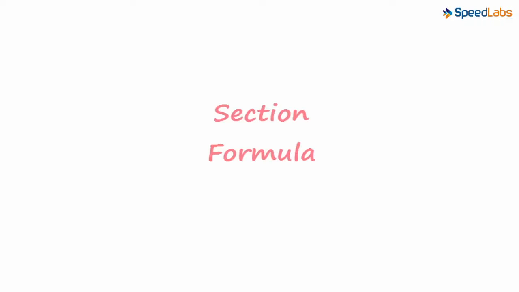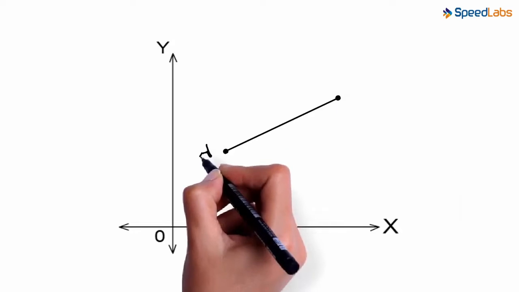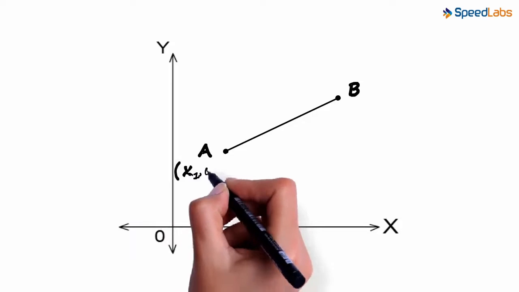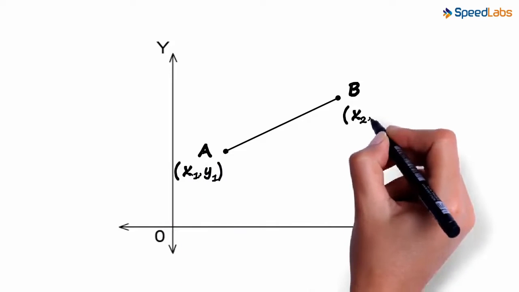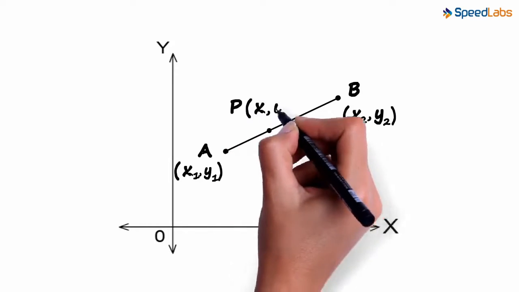Let's prove the section formula for internal division. We take the coordinate axis and draw the line AB on it. The coordinates of A and B are x1, y1 and x2, y2. And we have a point P between them with coordinates x, y.